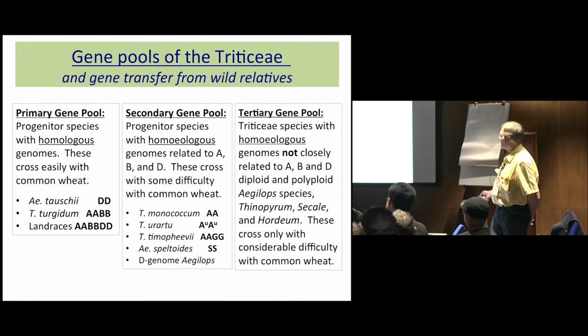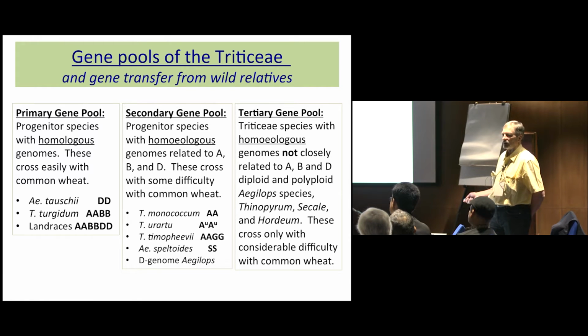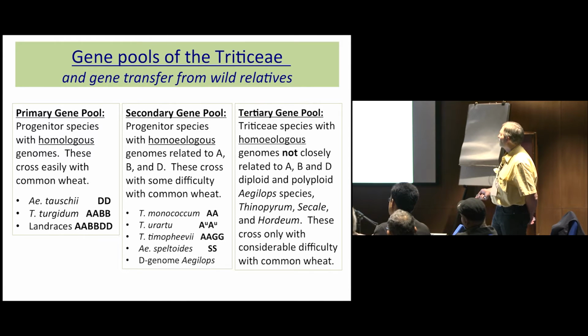The primary gene pool is defined as those species with homologous genomes. These cross easily with common wheat, and so the D genome, you recall, is part of the A, B, and D genome of common wheat. That comes from Aegilops tauschii. Triticum turgidum has the AABB genome, and there are, of course, a number of landraces that are valuable genetic resources. Those different progenitor species are considered to be in the primary gene pool.